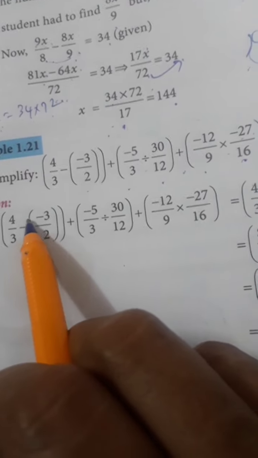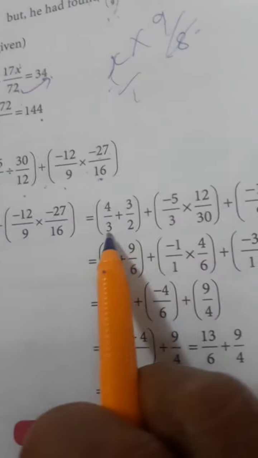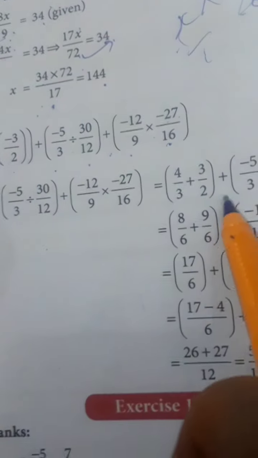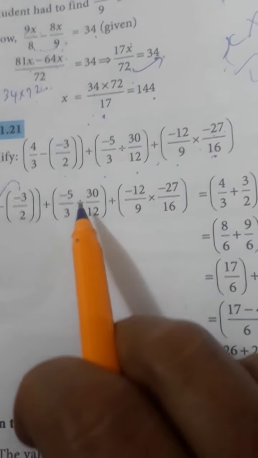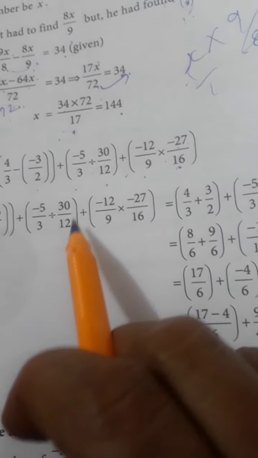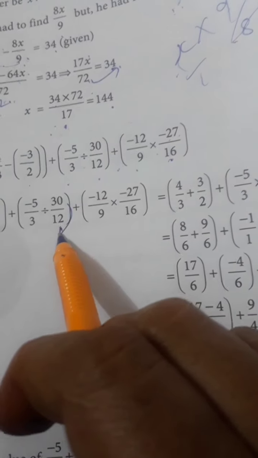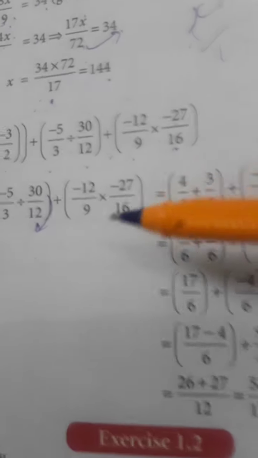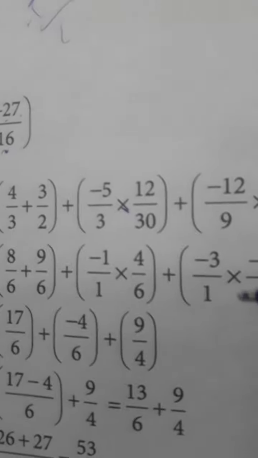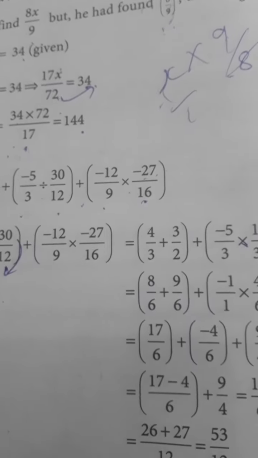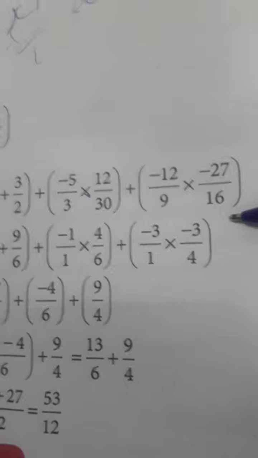Okay, next step, 4 by 3 minus into minus plus 3 by 2, plus 3 by 2. Next symbol is plus minus 5 by 3. This division changes into multiplication. Next, this number write as the reciprocal. So 12 by 30, second work. Next plus symbol minus 12 by 9 into minus 27 divided by 16. No changes for this one.